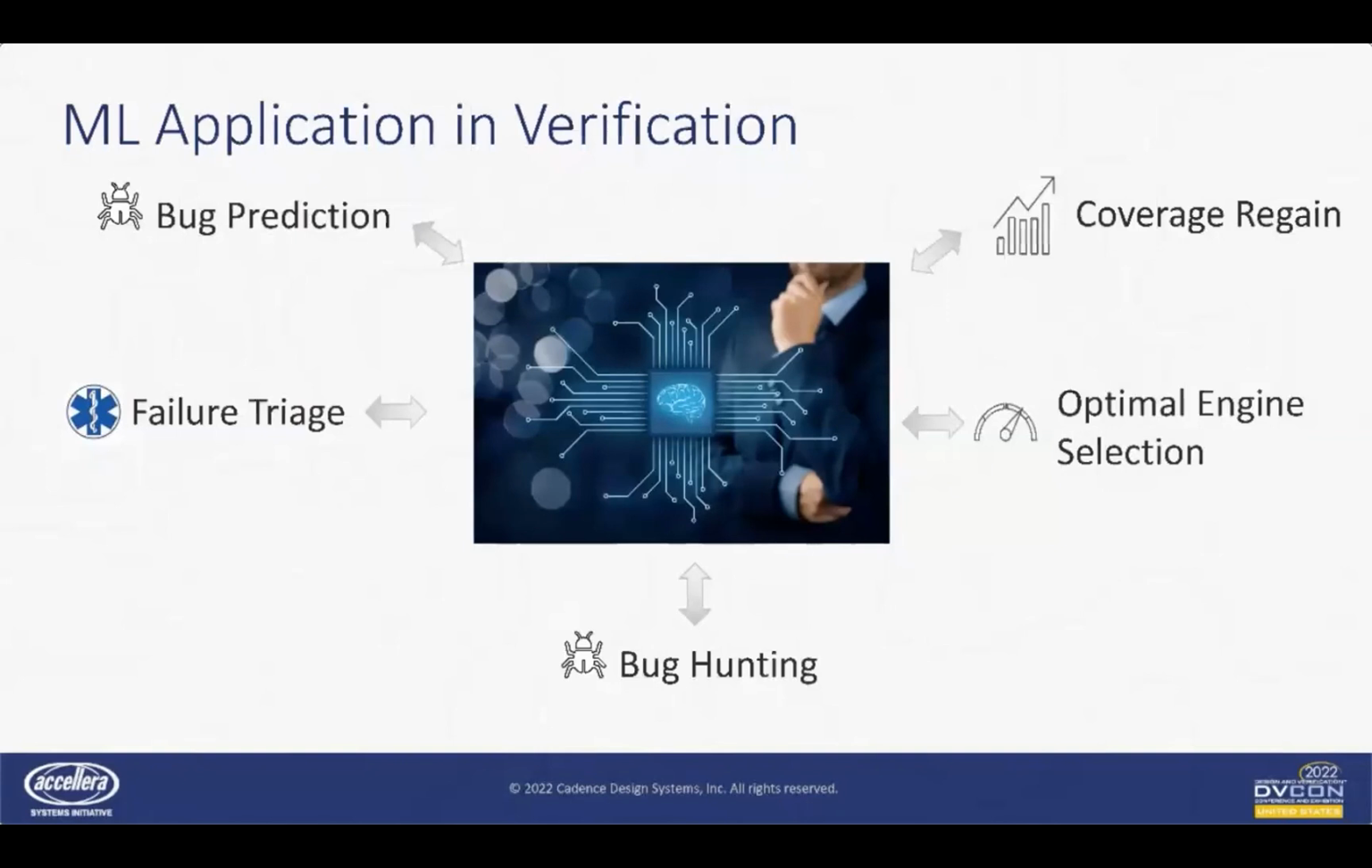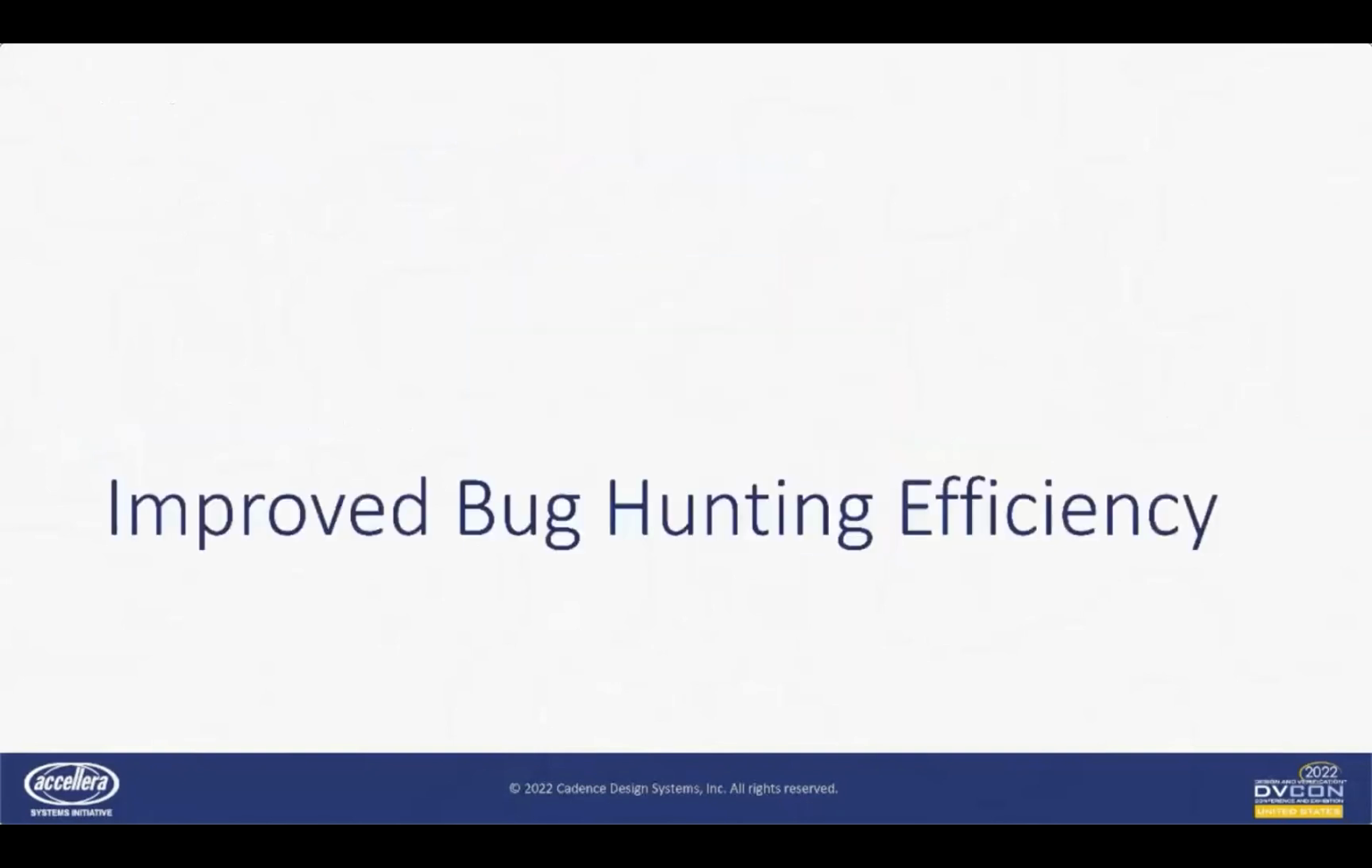So with that introduction out of the way, I'll turn it over to John to talk about improved bug hunting through machine learning. Okay, thank you, Matt. As Matt said, my name is John Rose. I'm the product engineer for the Xcelium machine learning tool.